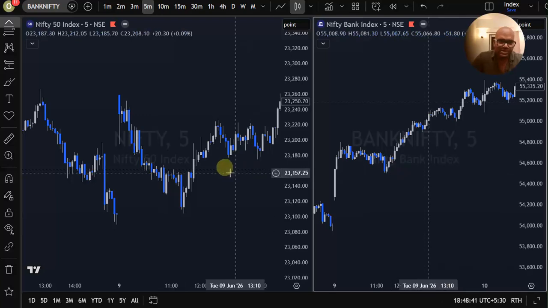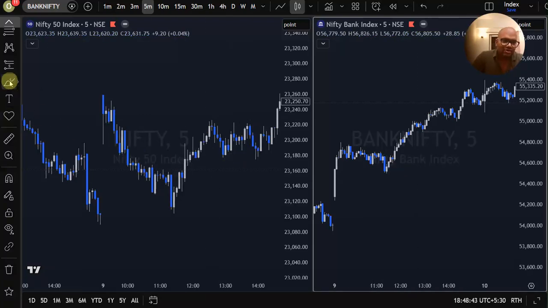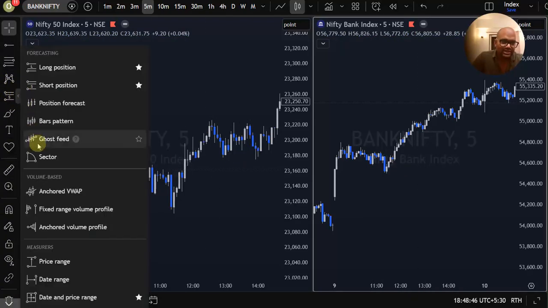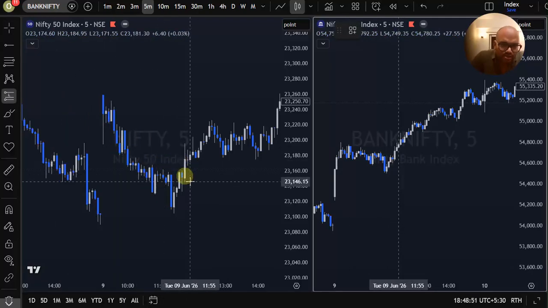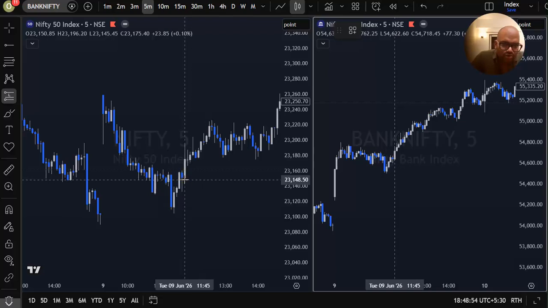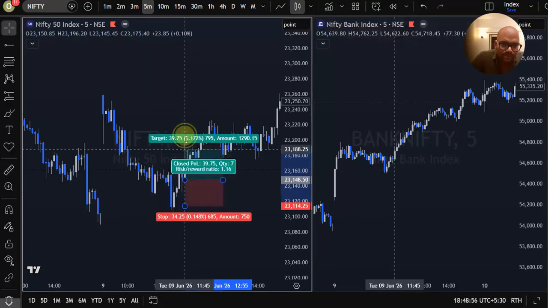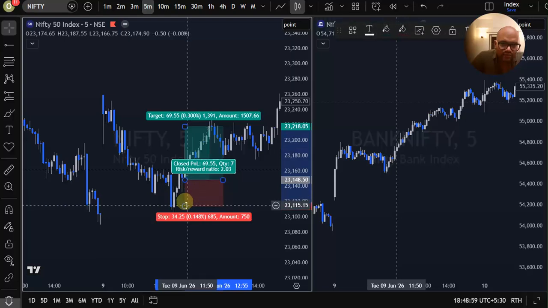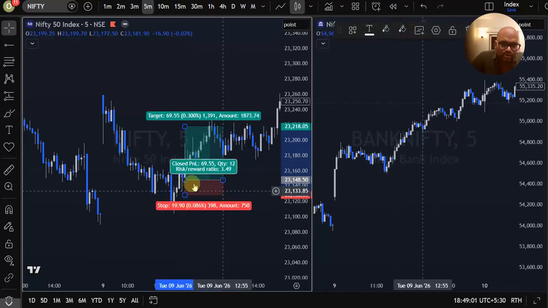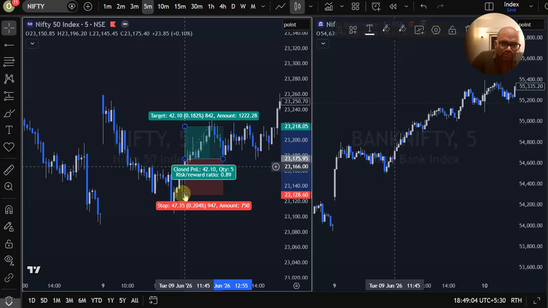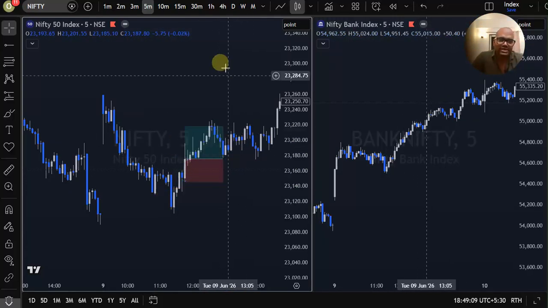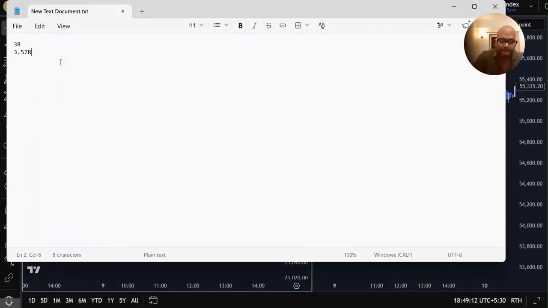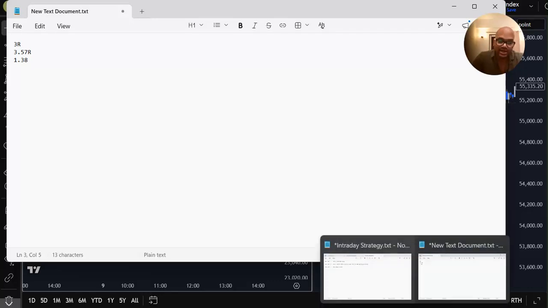Then on the 9th, if you see, there was this trade that you could have very easily taken, which is this breakout. So this is your breakout of this swing high. This gave you around, I think, 1 is to 3.8, because there was a weak formation, so we'll exit. So 1 is to 1.38, 1 is to 1.38.